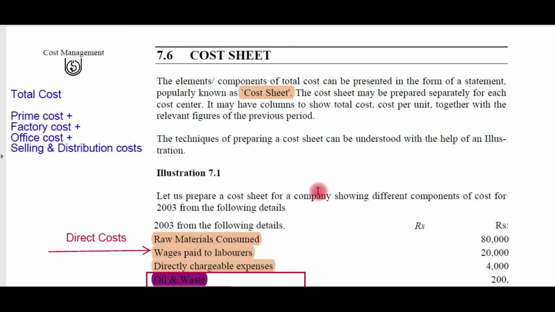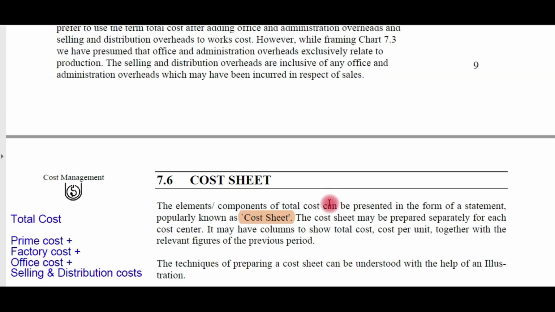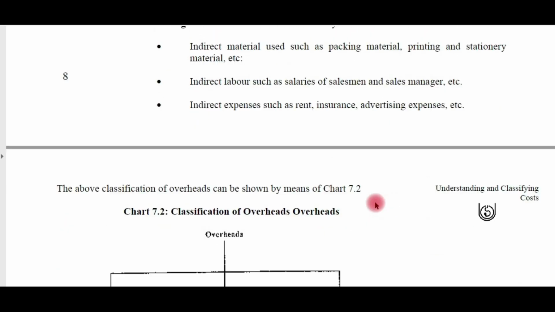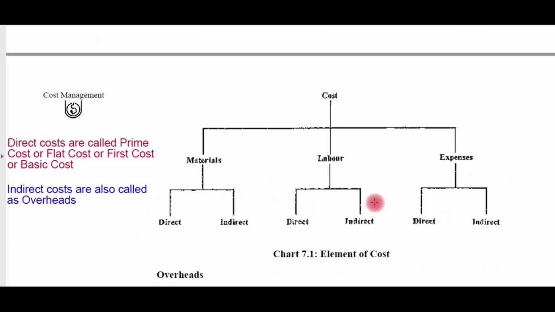Cost sheet. Before going into the contents of cost sheet, we will briefly review what are the components of total cost. We have seen in the previous video, we will just revise. So, the elements of cost are materials, labor and expenses. Again, within materials, cost can be direct or indirect. Within labor, cost can be direct or indirect. Within expenses, cost can be direct or indirect.